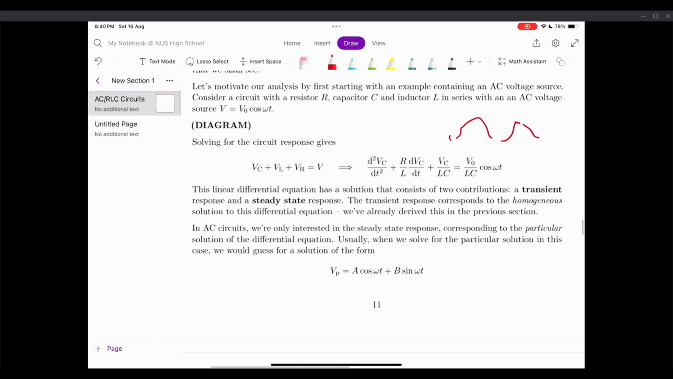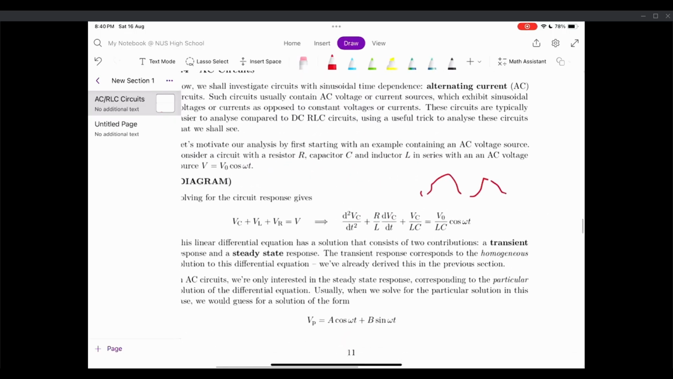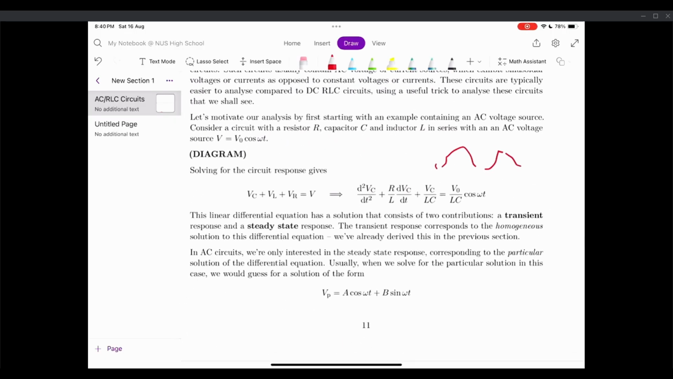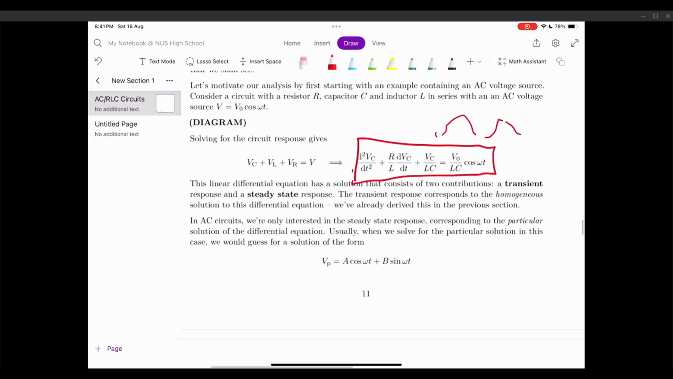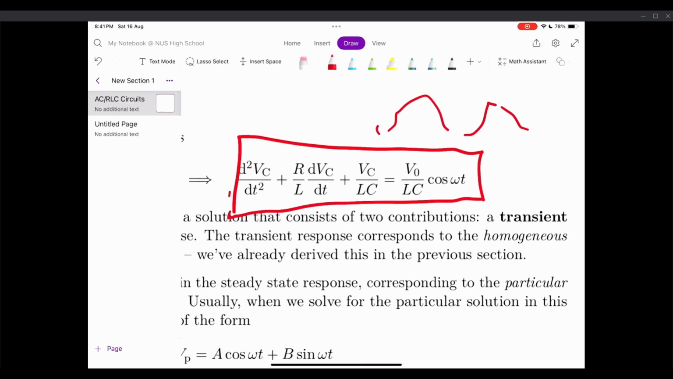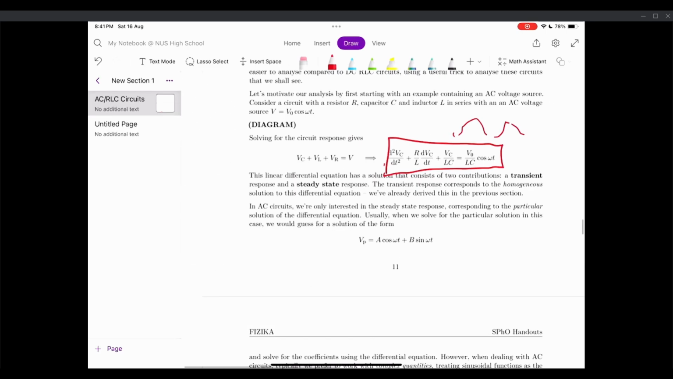So here, this is a motivational analysis, but it's not too important. This is basically just illustrating how you'd solve an AC circuit without any knowledge of phases and stuff. This is where you construct the differential equation, which is the same as the one I illustrated previously. But this time you have this time varying component here, which varies sinusoidally. And this consists of two contributions, which are a transient and a steady state response.